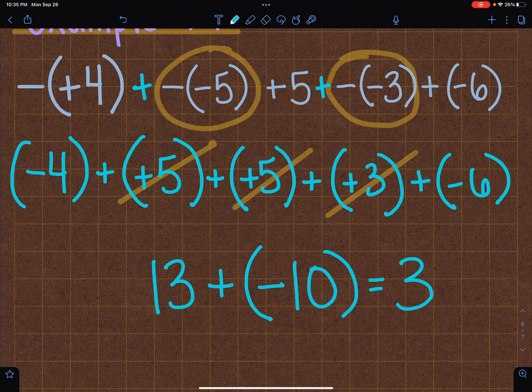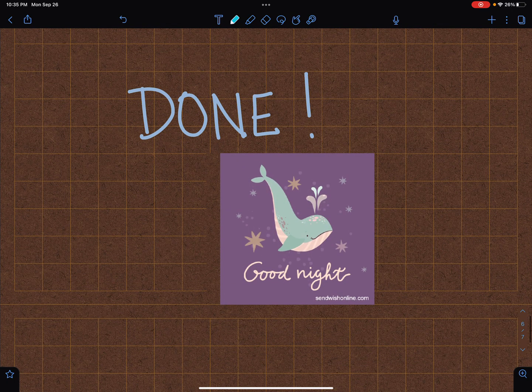So see how we did that? Super easy. So we took something that looks complicated and made it easy. And now you are done. Okay, be careful with those opposite of opposites because they can definitely get tricky.